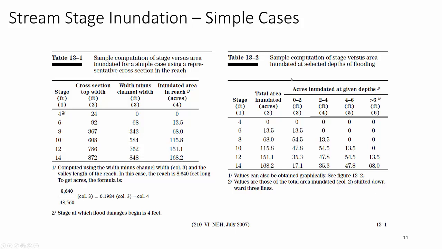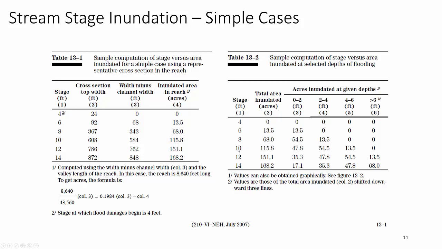So we can look at these under computation of stage versus area inundated at selected depths of flooding. We can look at total inundated acres now, and the acres inundated at various depths. And so this is just a simple step function that from 0 to 2 feet, we have a certain area inundated, and from 2 to 4, that increases, and 4 to 6, and greater than 6 feet. So this is a process for evaluating for a given depth how much area is inundated.